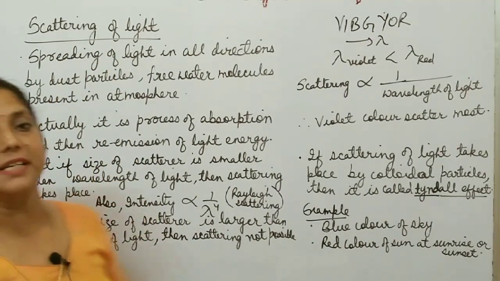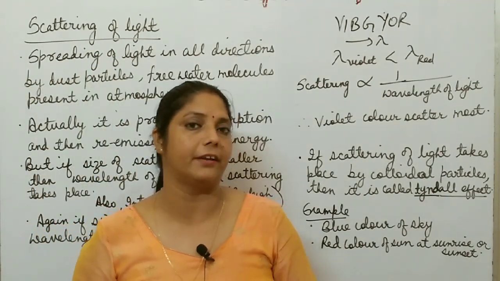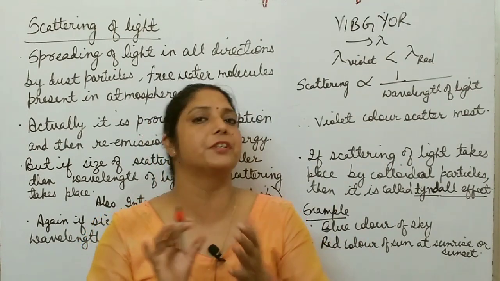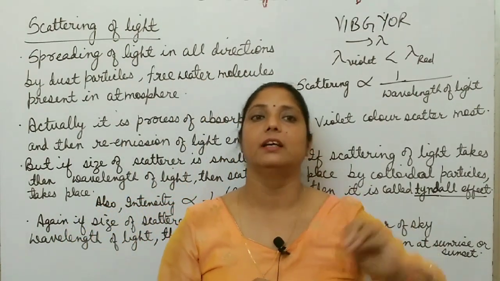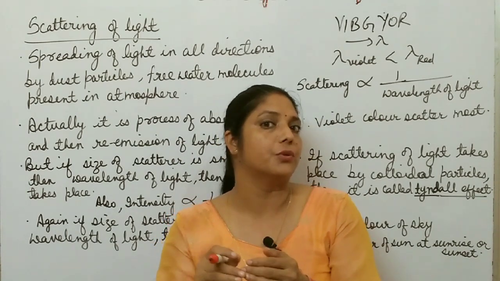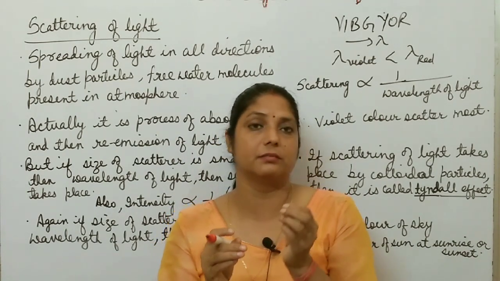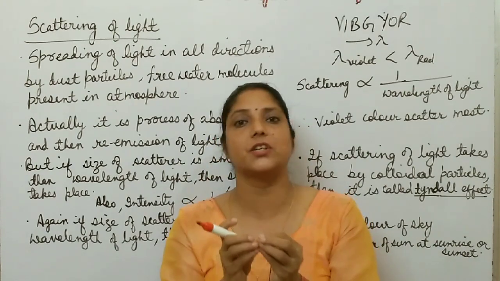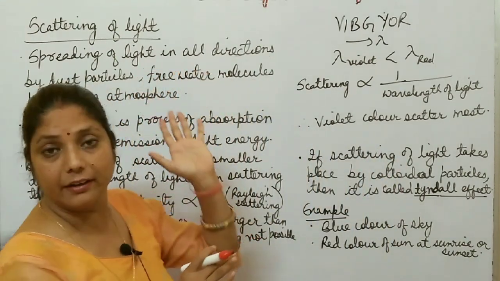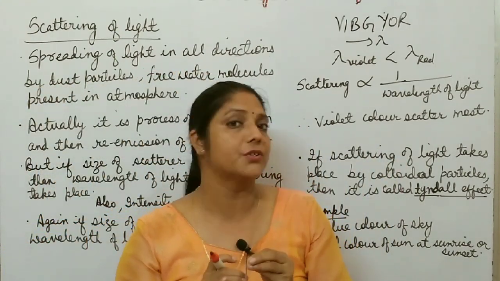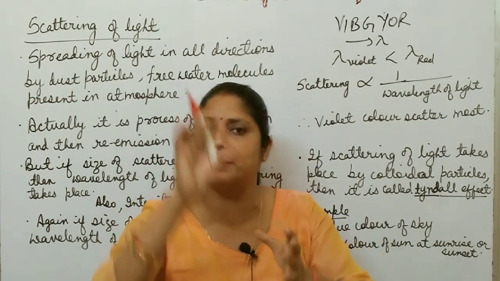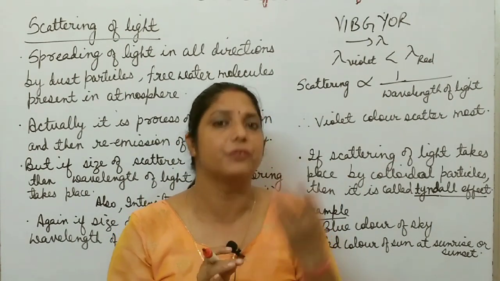An important topic of this chapter is scattering of light. What is scattering? Students generally get confused between scattering and dispersion of light. There is a large difference between these two. Dispersion is actually splitting of white light into its constituent colors, and the reverse is true. In Newton's experiment, it is proved that these constituent colors again recombine to form white color. But in case of scattering of light, the reverse is not true, and it is spreading of light in all possible directions by some particles present in the atmosphere, like dust particles, free water molecules.